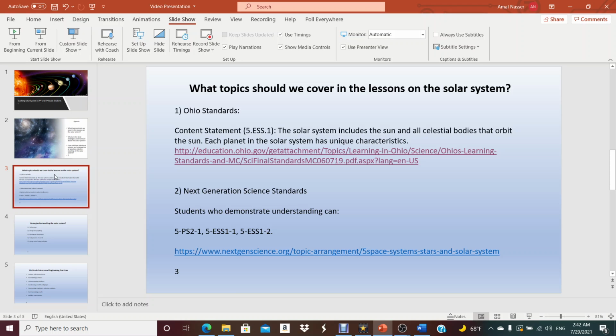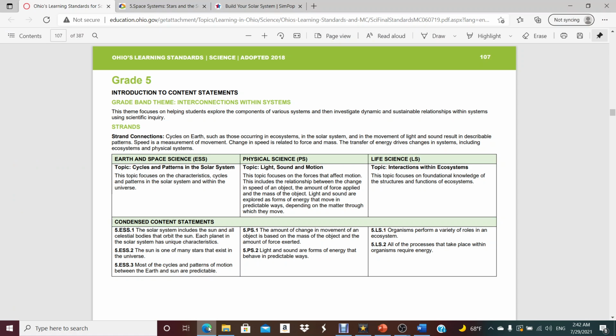To learn about other possible topics and content to be taught in the solar system lessons, we will turn our attention to the Ohio standards and the Next Generation Science Standards. Ohio standards: the solar system includes the sun and all celestial bodies that orbit the sun. Each planet in the solar system has unique characteristics.